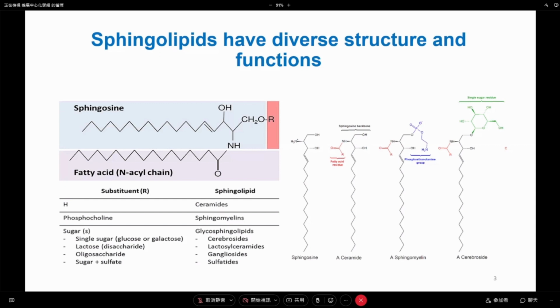Sphingolipids use sphingosine as a backbone. You add a fatty acid and you make ceramide, and you add phosphorylcholine or phosphoethanolamine, and you get sphingomyelin. And you add more sugar. That's my understanding about chemistry. You add more sugar, you get those complex sugar-like sphingolipids, like the cerebroside, etc.